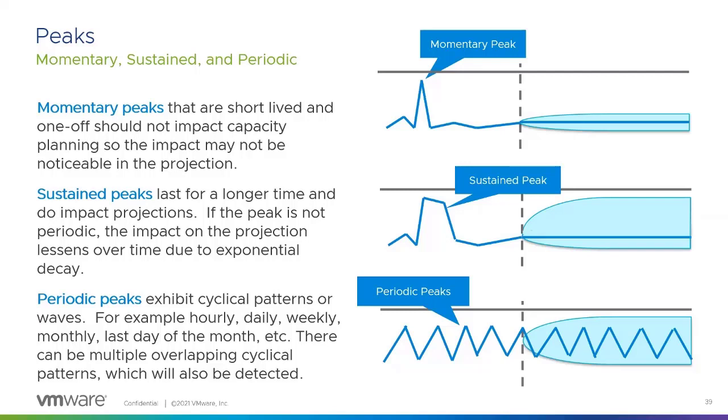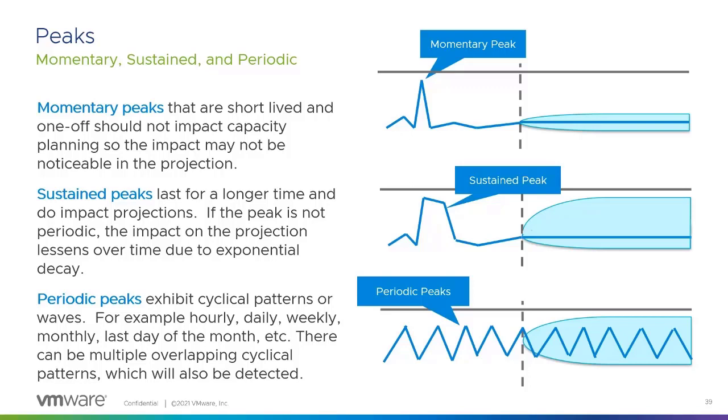And then the last one is periodic peaks. These are peaks that have patterns to them. They can be things like once an hour, daily, weekly, monthly. It can be specific days of the month. There are a lot of different patterns that could be going on, and you can even have multiple patterns at the same time. You can have an hourly pattern with a monthly pattern. The system can actually detect those different periodicities and then use them in the projections. So if you see in the projections, it has these lines that go up and down, up and down. That's because it's detected that periodicity and projected it out into the future.